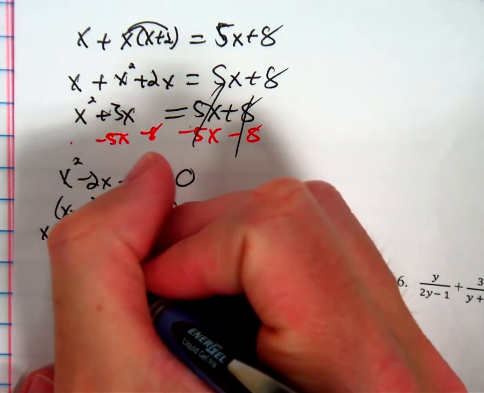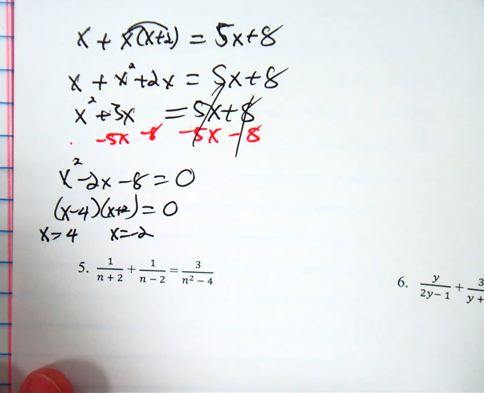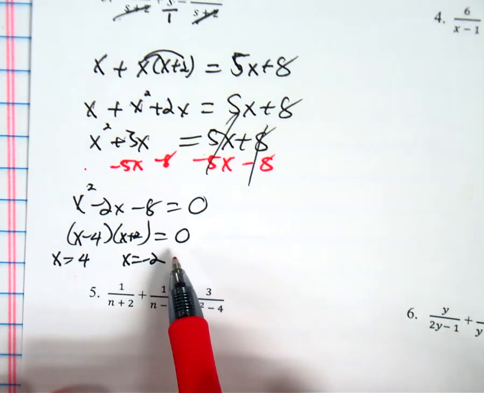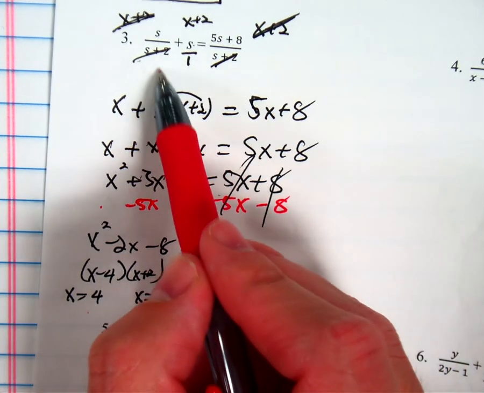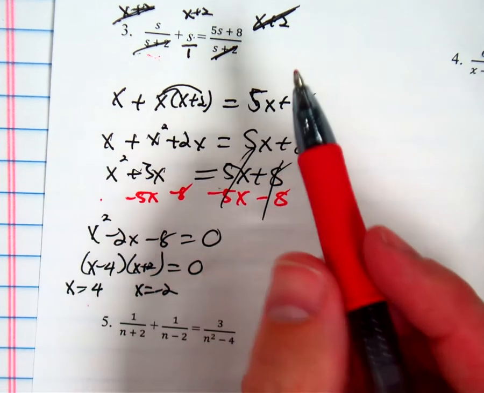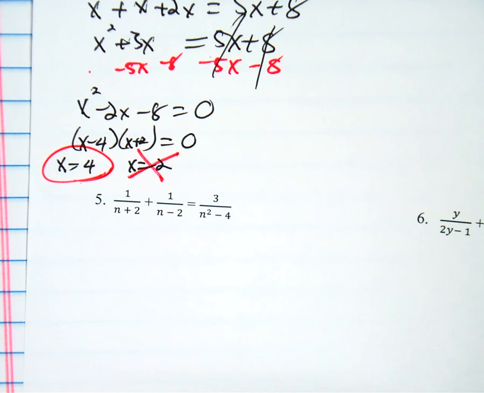What makes each one equal 0? Well, if x was 4 or if x was negative 2. Double check your answers. Does 4 or negative 2 cause any problems? Well, the denominator is x plus 2, so if it was negative 2 plus 2, that'd be 0 on the bottom. So we can't use that one, and we're only going to use 4.